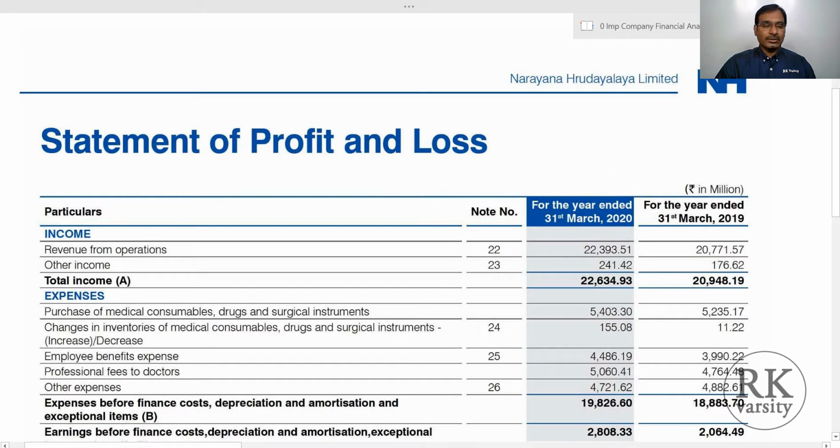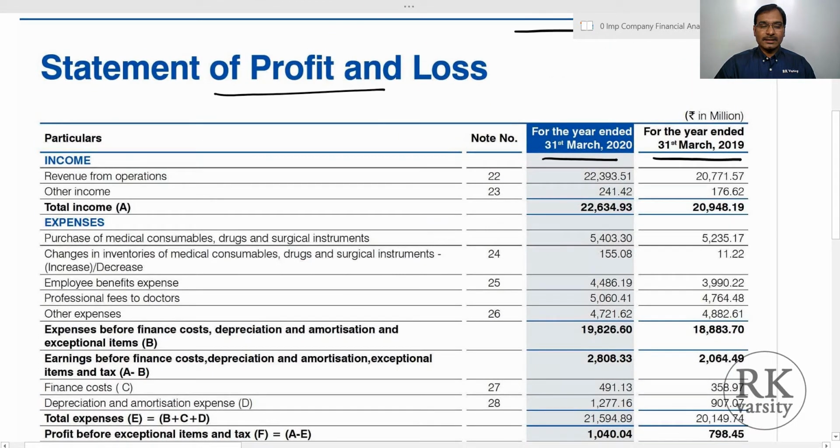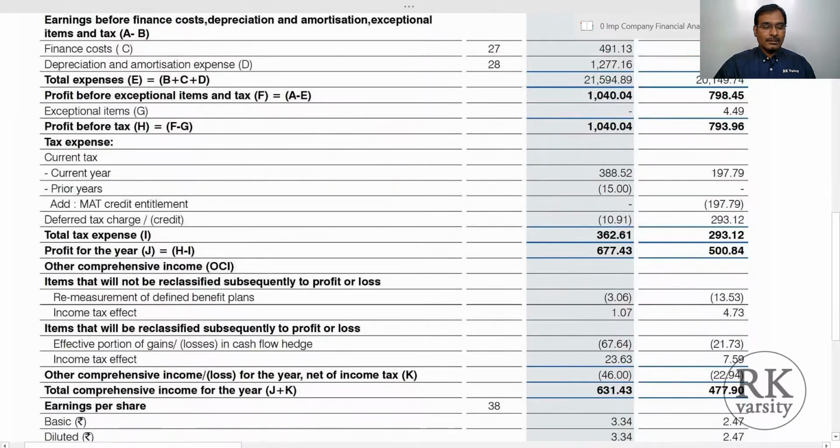To explain this, I sourced the statement of profit and loss account of Narayana Hrudayalaya Limited. Here you have values for 2 years, 2019 and 2020, and we can see the top line, the total income. We call this the top line, that means total revenue that is generated. Here is the total income that the company earned. Then we have the profit for the year, which we can say is profit after tax. These two values we will consider to calculate net profit margin.